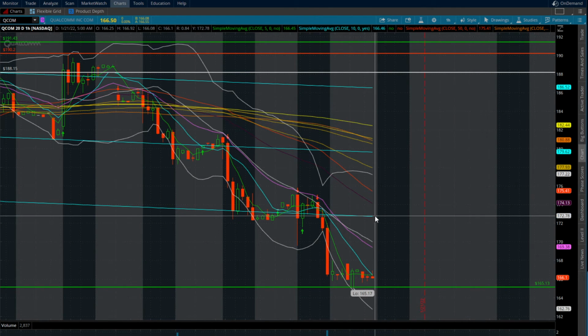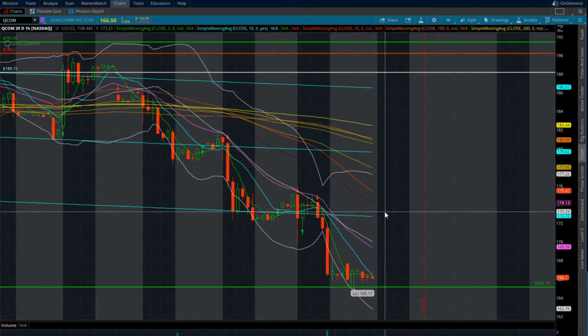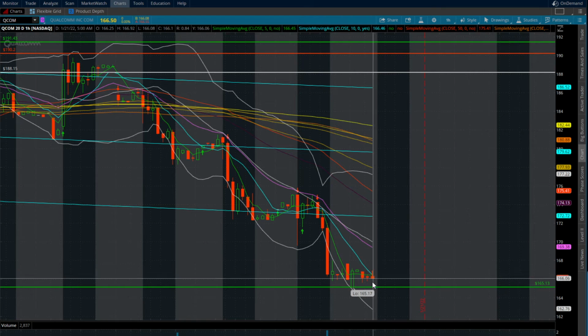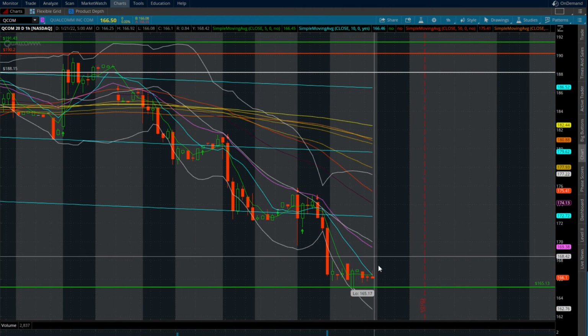Big profit or big expected move if the market wants to scream higher, 172. Although I don't think that Qualcomm is going to get out of 172.75. I think we're going to stay in between that range of around 172.75 down here in 165. So those are the two levels.